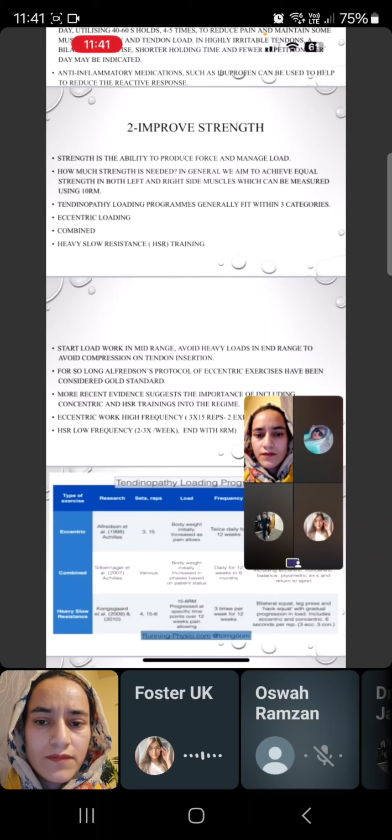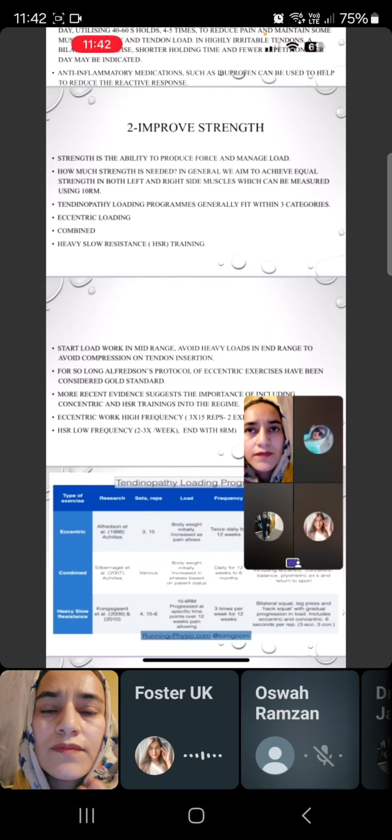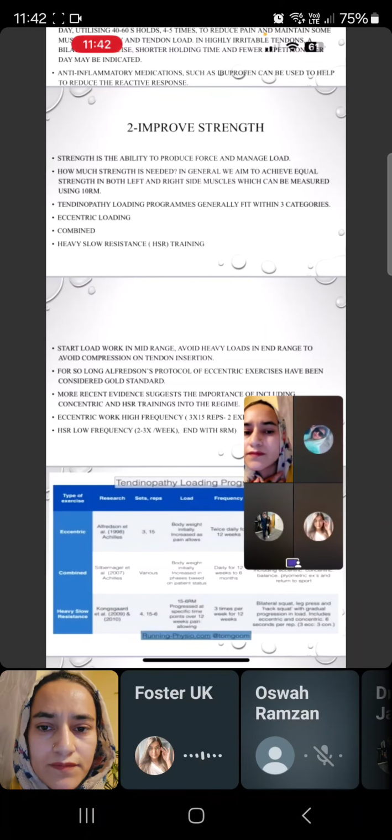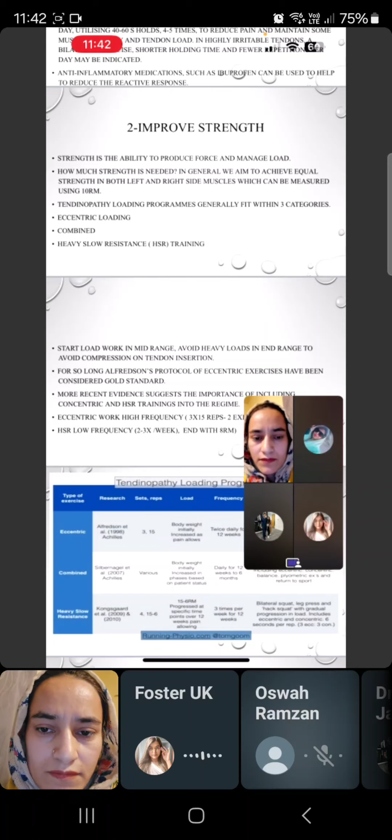Tendinopathy loading programs generally fit within three categories. So I'm going to read a paragraph here. When we're talking about strength, in general, we aim to achieve equal strength of left and right, which is 10 repetition maximum. Research has focused on tendinopathy loading programs that generally fit within three categories. So the first one is eccentric loading. The second one is heavy slow resistance, which is also called your HSR training. And then when you combine little bits of both, that is your combined training.